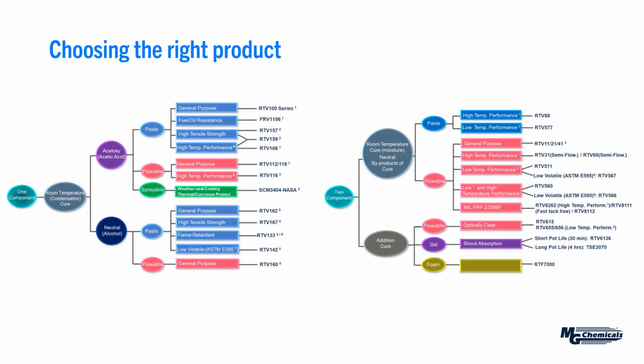Okay, and then this is just an illustration, a decision tree, looking at 1 and 2 components. So you can sort of see the different decisions, and it comes down again a lot to processing. With the 1 parts, we need to consider the byproducts, whether it's acetoxy, which releases acetic acid, or if we're using a metal, we want something more neutral curing. And then finally, we look at the consistency. Is it a paste? Is it flowable? And from there, we can sort of say, okay, now we'll look at specialty grades.